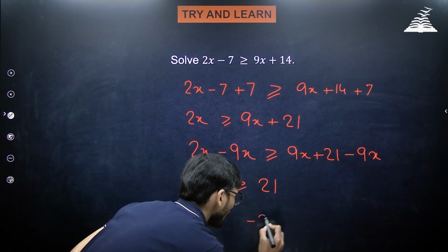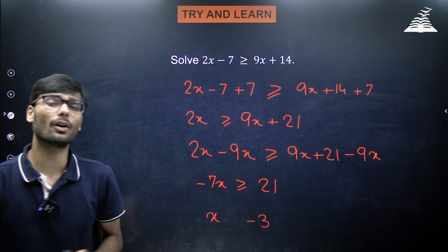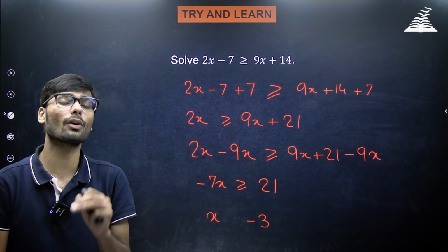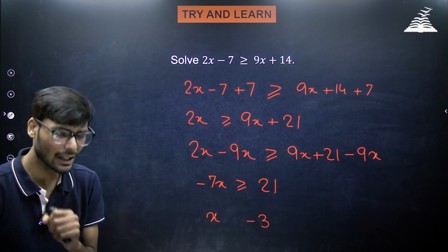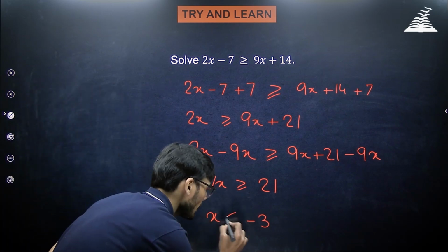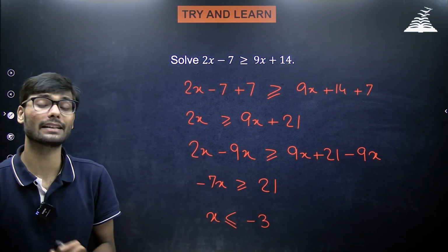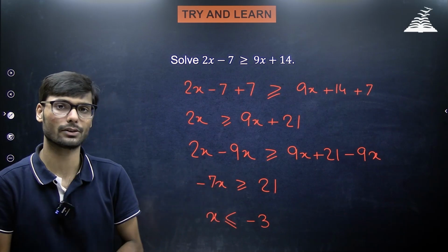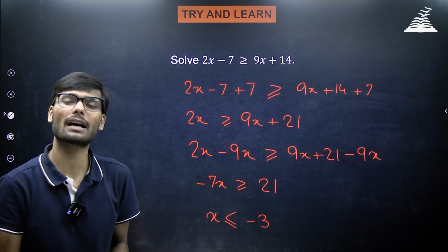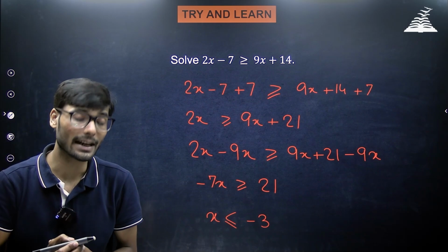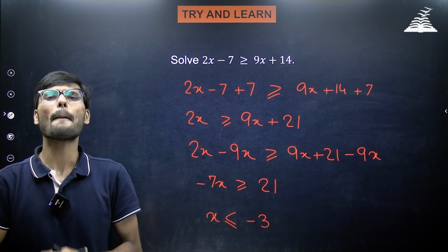But remember, we are dividing by a negative number. That means we need to reverse the sign of the inequation. So we should be putting less than or equals to sign instead of greater than or equals to. Right? So this will be our answer. x can be a number that is less than or equals to minus 3.